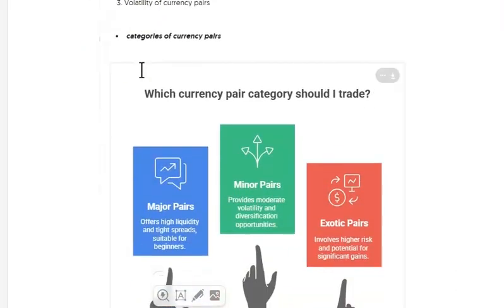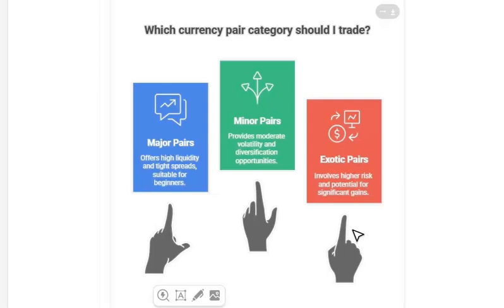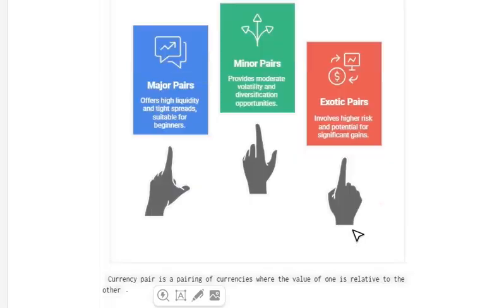So we have three categories of currency pairs. One, we have the major pairs. Number two, the minor pairs, also called the crosses. And the last one is the exotic pairs. Three: major, minor or crosses, and the exotic pairs.